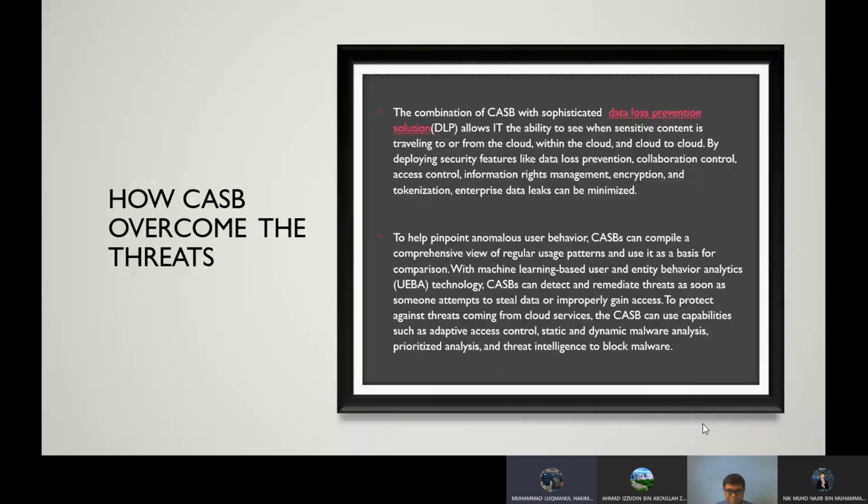A cloud access security broker can compile a comprehensive view of regular usage patterns and use it as a basis for comparison. With machine learning-based user and entity behavior analytics (UEBA) technology, a cloud access security broker can detect and remediate threats as soon as someone attempts to steal data or improperly gain access. To protect against threats coming from cloud services, the cloud access security broker can use capabilities such as adaptive access control, static and dynamic malware analysis, prioritized analysis, and threat intelligence to block malware. Next.